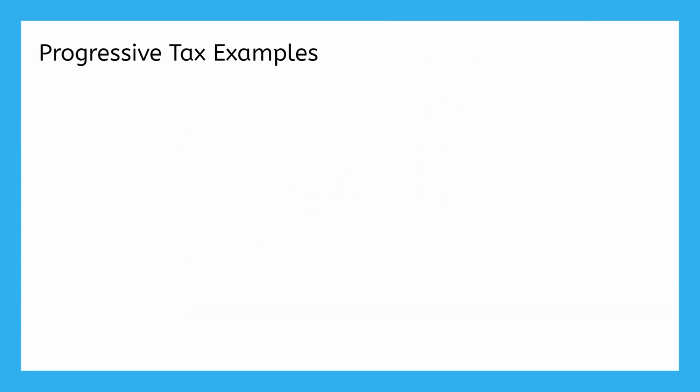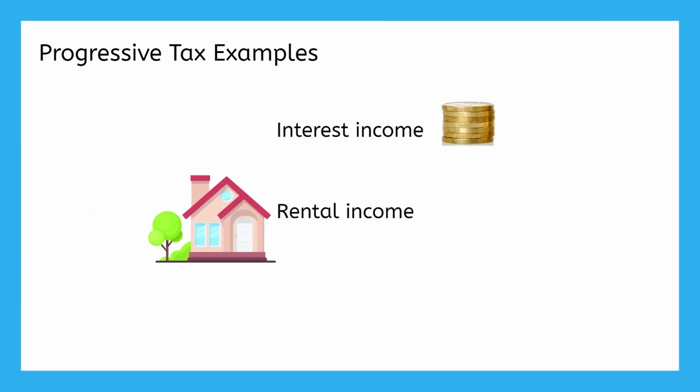Earned income isn't the only income taxed progressively. Some other examples are interest income, or income you receive as interest from loaning money to others, and rental income from renting out your property. When you file your income taxes, all of these will be rolled into one.